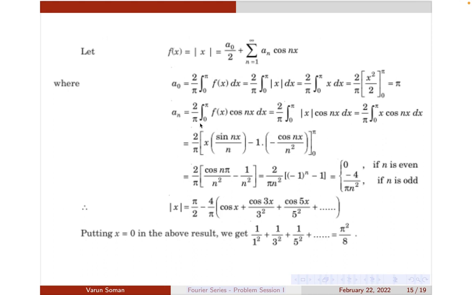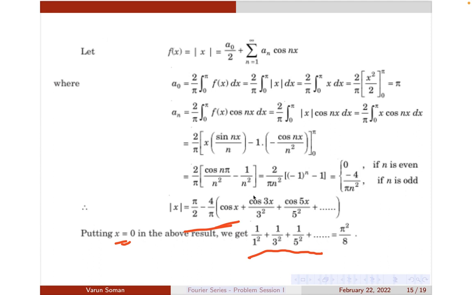Here they have actually put x is equal to 0. This was the expansion. So when x is equal to 0, you need the expansion as 1 by 1 square plus 1 by 3 square plus 1 by 5 square. That means you have to make all this cos as 1. So the most obvious choice is obviously x is equal to 0.